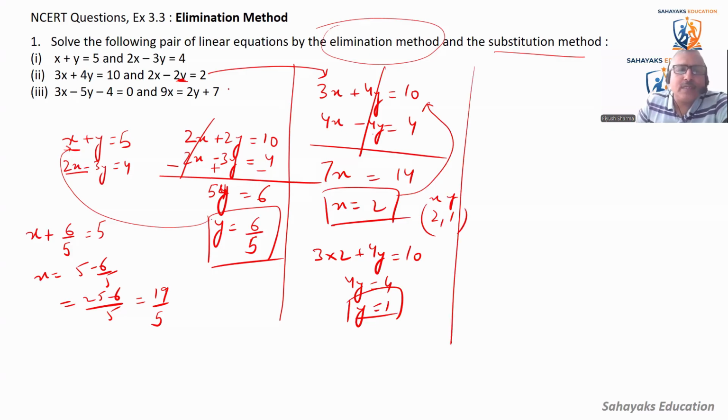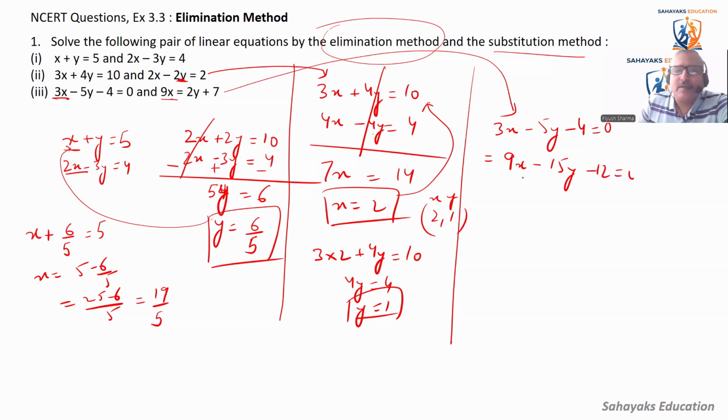Okay. Now coming to the third question. Take it here. So it is 3x minus 5y minus 4 is equal to 0. And because it is 3x, to make it 9x, I'll multiply this equation by 3. So the first equation becomes 9x minus 15y minus 12 is equal to 0.